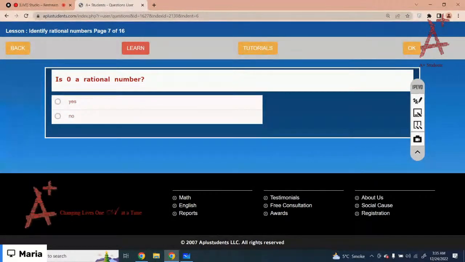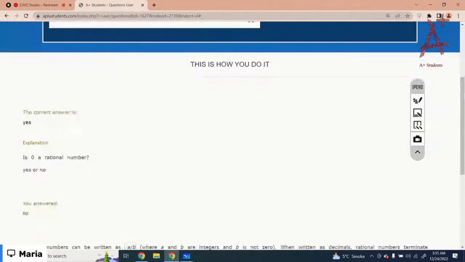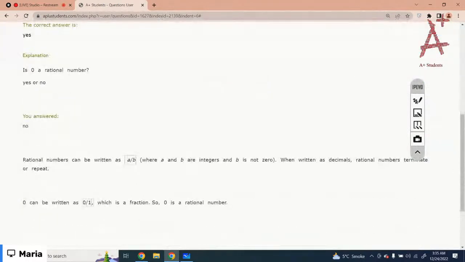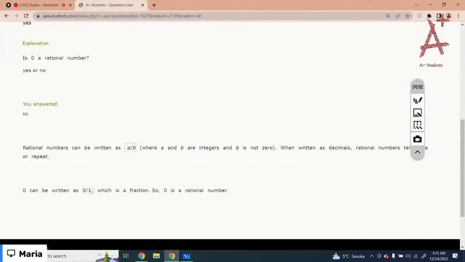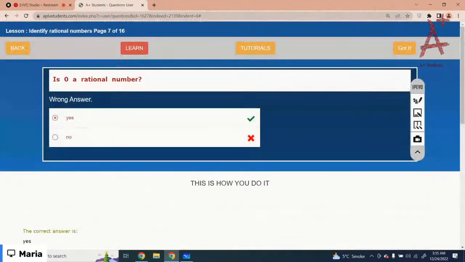Is 0 a rational number? No, 0 is not a rational number. Got it? Because you can write it as 0 over 0, which must not be. Hmm, 0 can be written as, oh yes, you can write it as 0 over 1, because 0 over 1 is 0. So yes, it is a rational number. Got it?